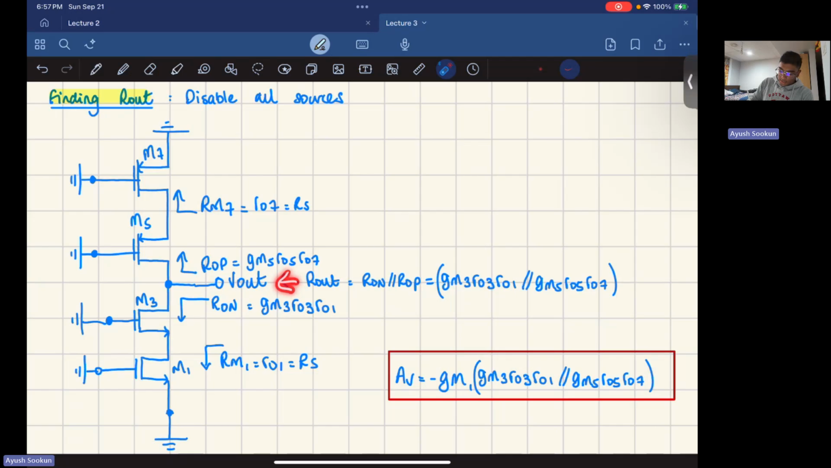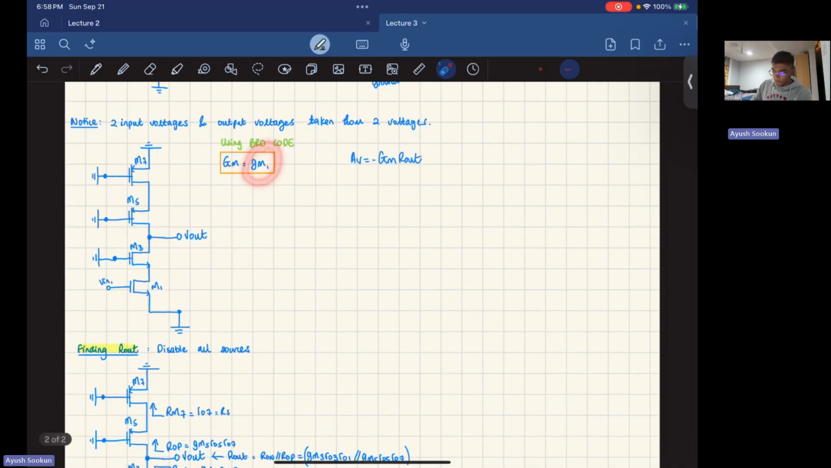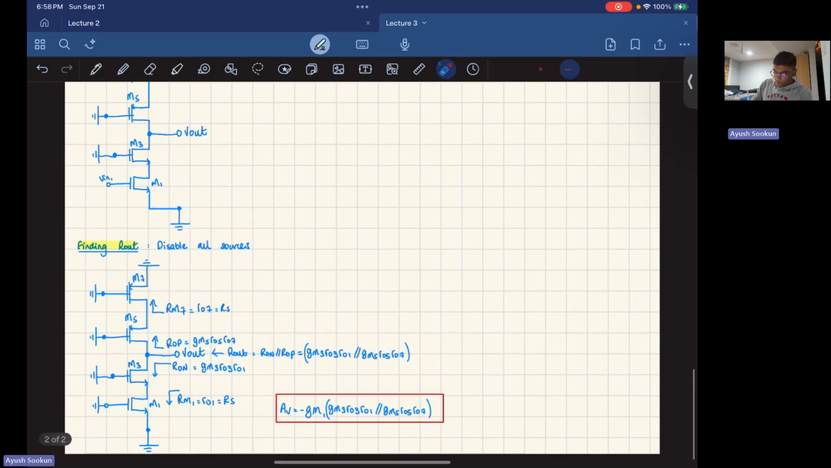Now, Rout is the resistance when I'm looking at the output. You might see we have a resistive network here connected to ground, and a resistive network here connected to ground, just like the previous lecture. These are in parallel. So we have Rout equal to RON in parallel with ROP. This is the equation for ROP, this is the equation for RON, so this is my Rout. Now, to find the gain, it's minus gm Rout. The gm is equal to gm1, and the Rout is equal to whatever we just calculated here. And that's how we found the gain, minus gm Rout. So this is how you find the gain of a differential amplifier.